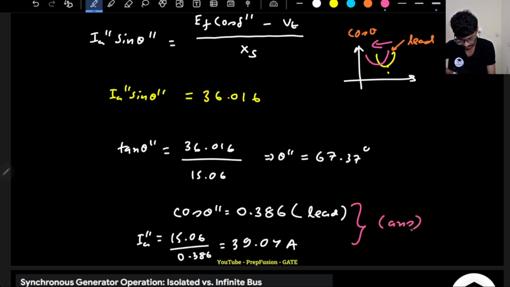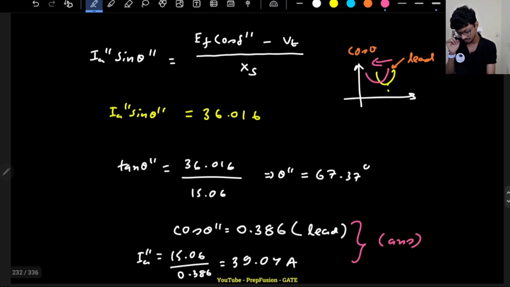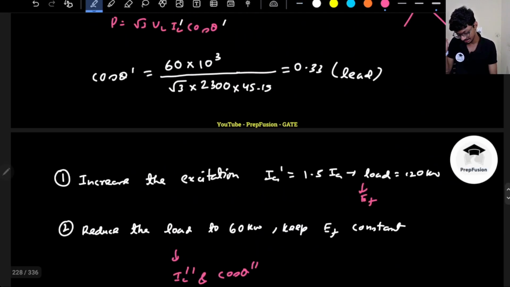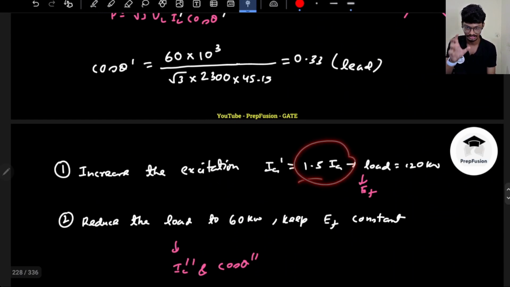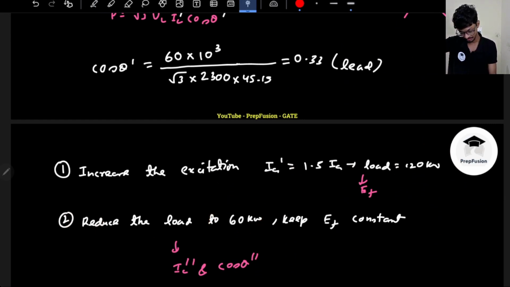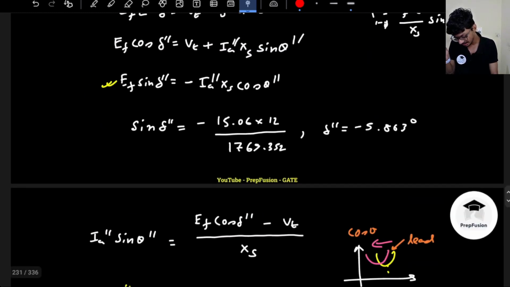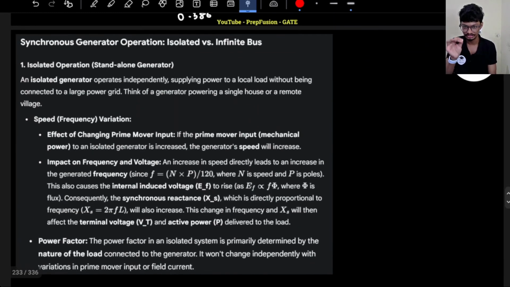Please be careful, this question is very, very elegant and very, very good. There were two steps. Initially, we increased the excitation to increase my armature current, keeping the load constant. Then in the second phase, I kept my excitation constant and I reduced the load to 60 kilowatt. So there were two phases. So please don't solve it like this. I show you the wrong ones as well, so that you are able to understand where you can make mistakes.